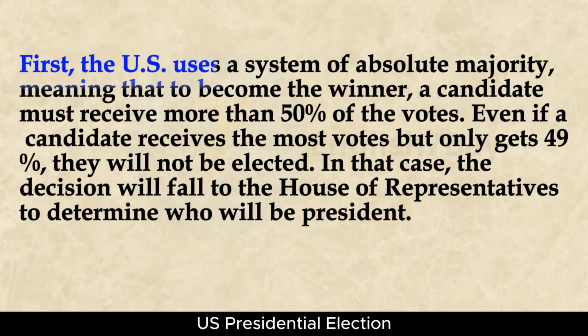First, the U.S. uses a system of absolute majority, meaning that to become the winner, a candidate must receive more than 50% of the votes. Even if a candidate receives the most votes but only gets 49%, they will not be elected. In that case, the decision will fall to the House of Representatives to determine who will be president.